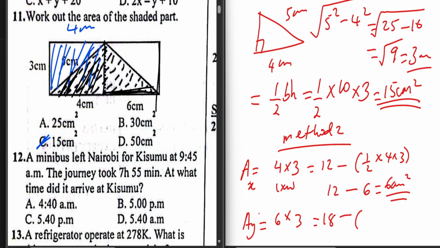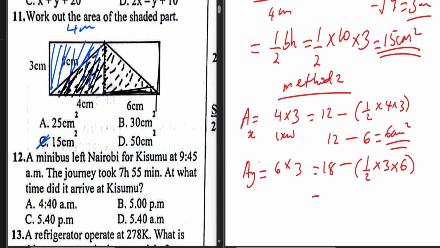Okay, by the way, we already know the height. I don't know why I was doing the height answer. We were already given it, so we didn't need to do all of those things. So half times 3 times 6, which will give you 18, minus half times 3 times 6, this is 9. So 18 minus 9 is 9. So add those two, 6 plus 9, to give you 15 centimeters square.